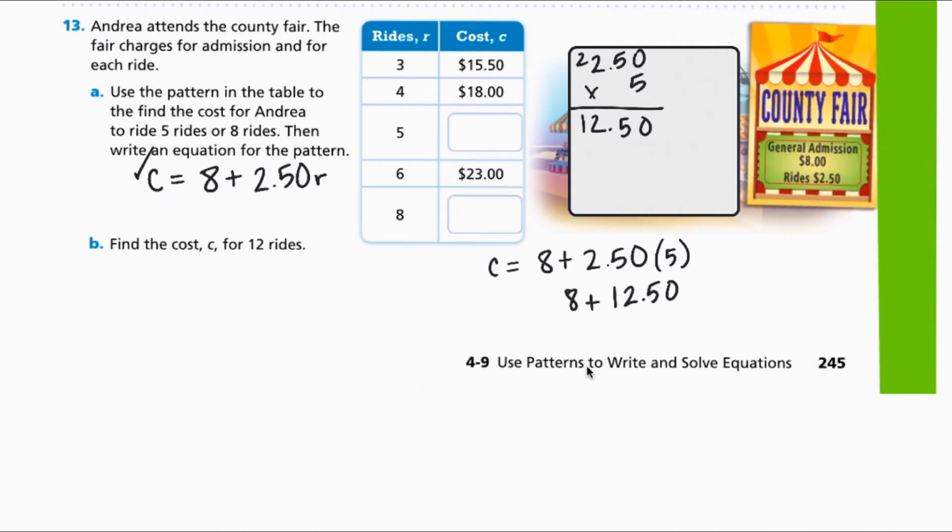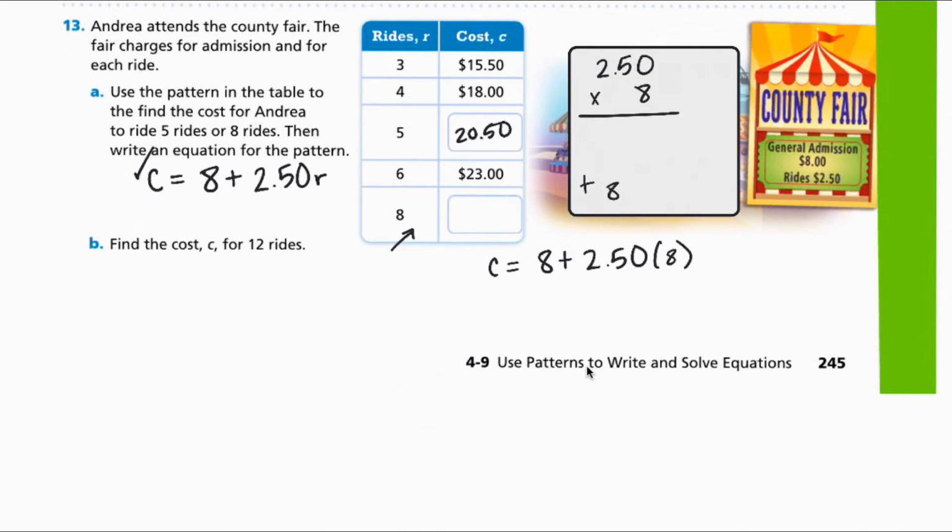And then we're going to add $8 to it, right? So we have 20.50. Okay, so this one is 20.50. Then I'm going to leave this next one blank for you here. I would like you to do 8 rides. So what you're going to do is 2.50 times 8. And then once you get that, you're going to add $8 for the admission, and that will be your answer here.